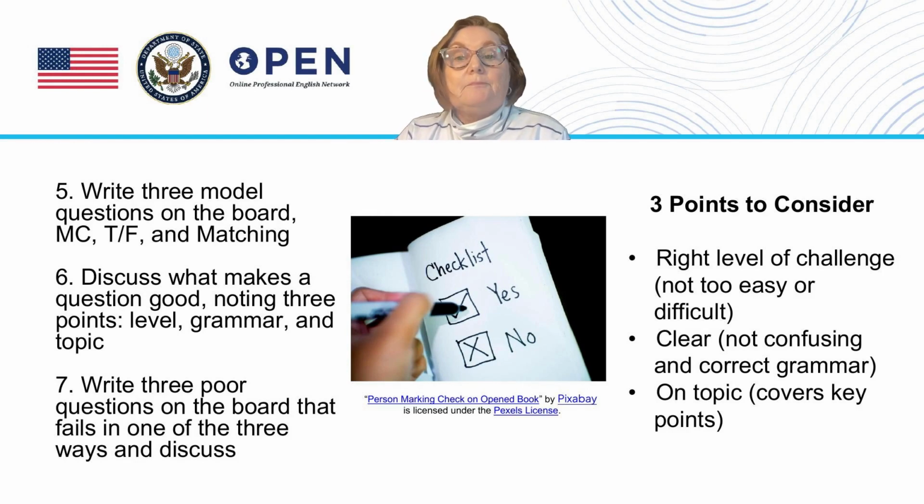Provide a sample that falls short in each of these 3 ways: one that is too difficult, one that is not clear, and one that is off topic. Discuss why they are not ideal and cross them out so students know they are poor examples.